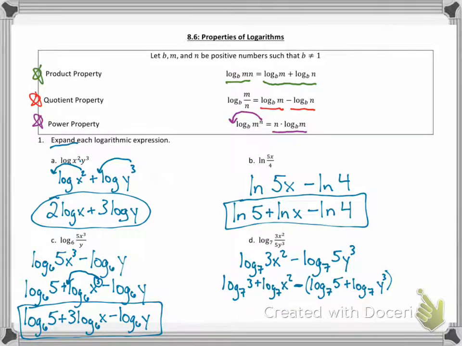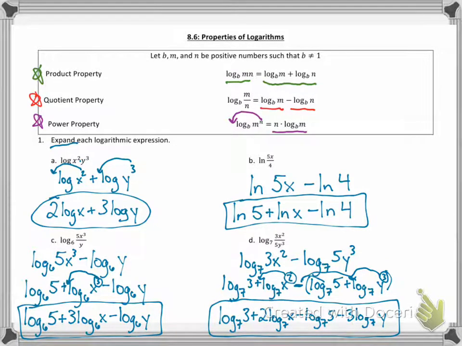So the last thing I want to do now is play with any powers. So I see a square that's going to come out in front, and I see a cube that's going to come out front. So my final answer, we'll start off with the first half of this. Log base 7 of 3 plus 2 log base 7 of x minus log base 7 of 5. So what I'm going to do now is apply this minus sign to both of these expressions, minus the 3 log base 7 of y.